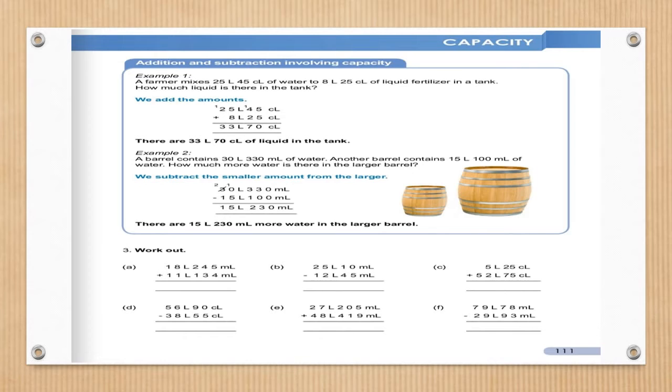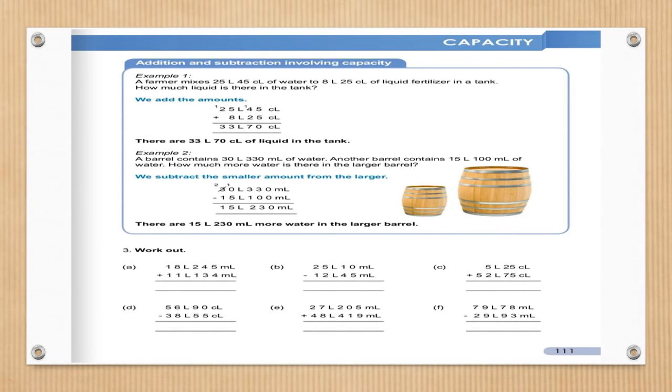1 liter is equal to 100 centiliters. Then centiliters to liters, you have to divide by 100. The same goes for liters to milliliters. 1 liter is equal to 1000 milliliters. Then if you have to convert milliliters to liters, you have to divide by 1000. So I guess it's clear now.